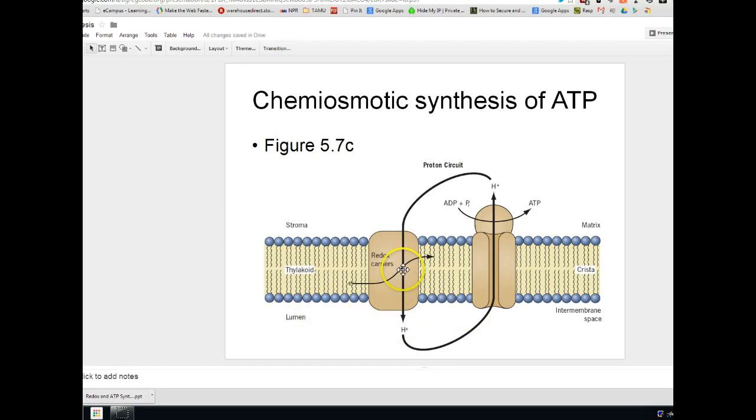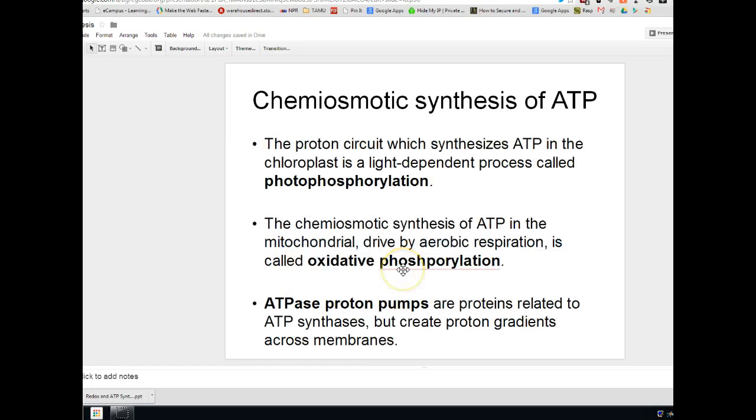So the electrons then enter into another compound. Any questions about that? God, everybody looks sleepy. I don't know why.